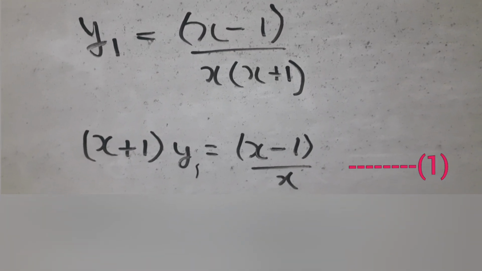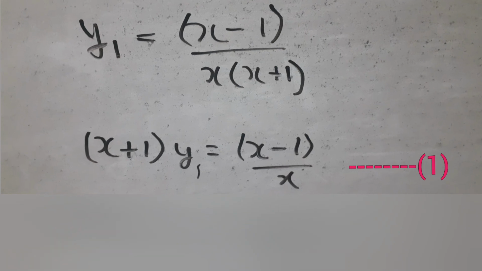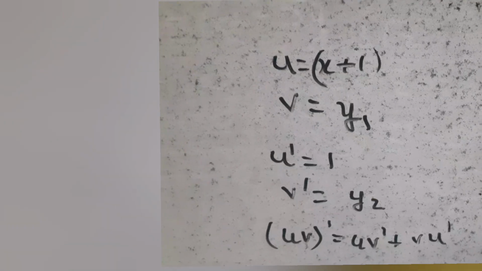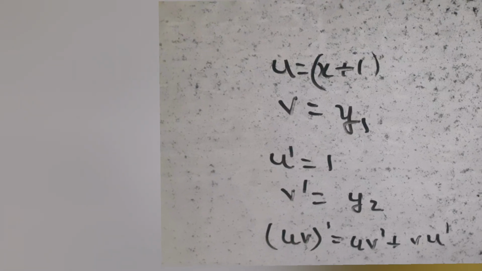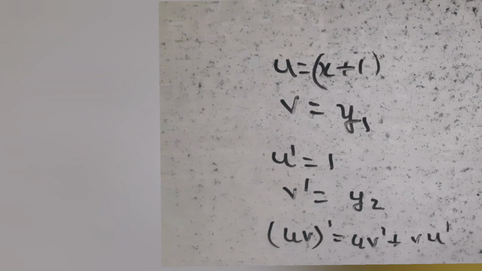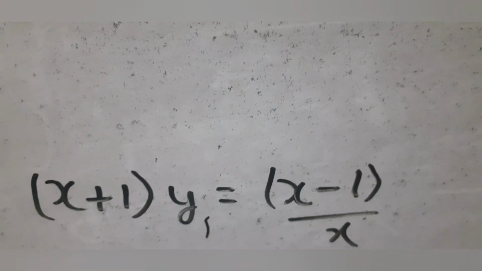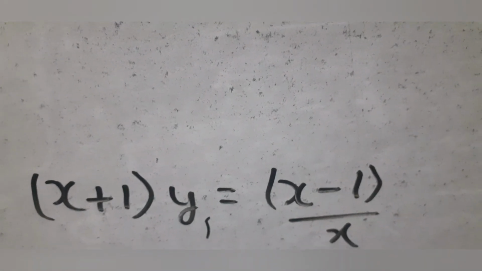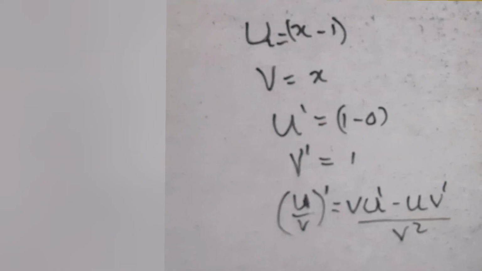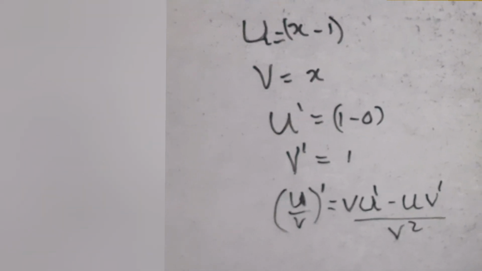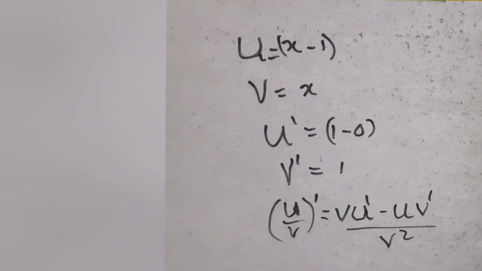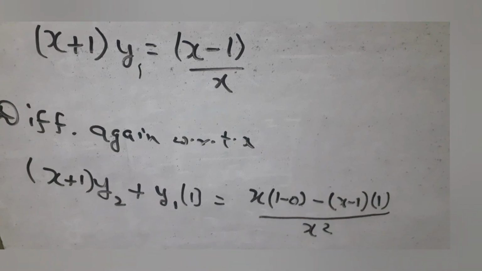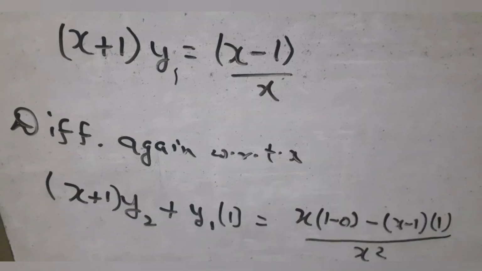When we differentiate this again with respect to x, we use product rule for the LHS and quotient rule for the RHS. So we differentiate both sides with respect to x one more time.